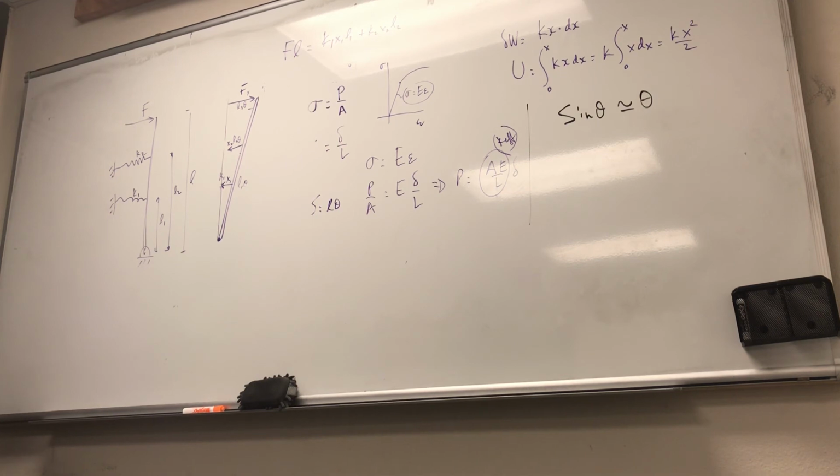W, U2 minus U1 is equal, I'm talking about T2 minus T1, right? The change in kinetic energy is equal to the work done by the system.